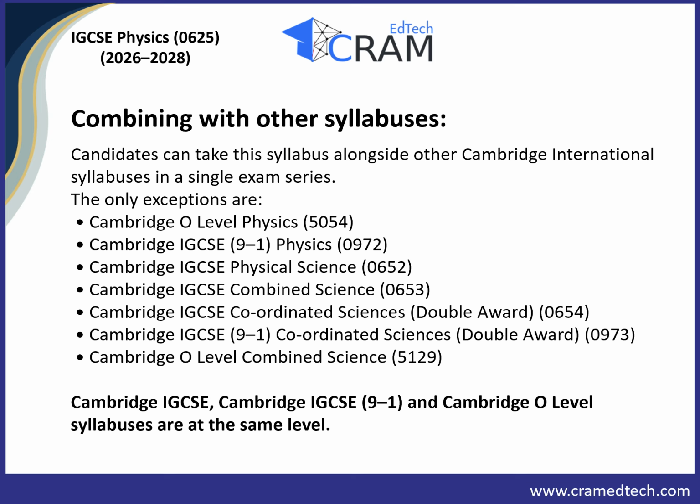One important thing you have to know is that if you are appearing in any examination series, say June 2026, for IGCSE Physics 0625, then you cannot appear for these assessments: Cambridge O-Level Physics 5054, Physics 9-1 (0972), and Physical Science 0652. For all of these assessments, you cannot appear in the same examination series when you are appearing for IGCSE Physics 0625.